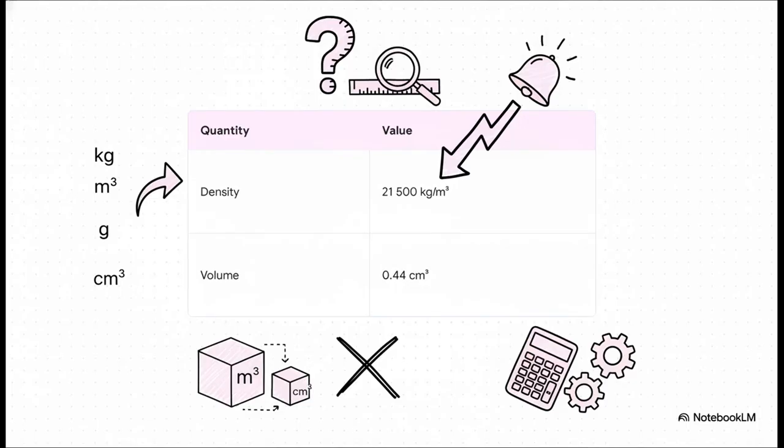First, let's see what information they've given us. We have the density, 21,500 kilograms per meter cubed, and we have the volume, 0.44 centimeters cubed. And stop. Right there. A massive red flag should be going up. Do you see it? The units. Kilograms per meter cubed for density, but centimeters cubed for volume. That is not a mistake. That's a deliberate trap. And spotting that is your first job.